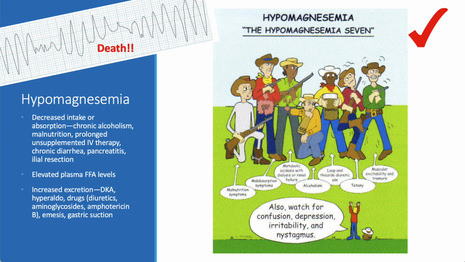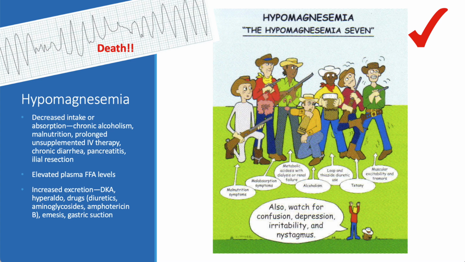So you can get hypomagnesemia from something like alcoholism, because the people who have alcohol use disorder tend not to eat very much. It decreases their appetite for everything except alcohol. It leads to malnutrition. If we have prolonged unsupplemented IV therapy, chronic diarrhea, pancreatitis, those kind of things.